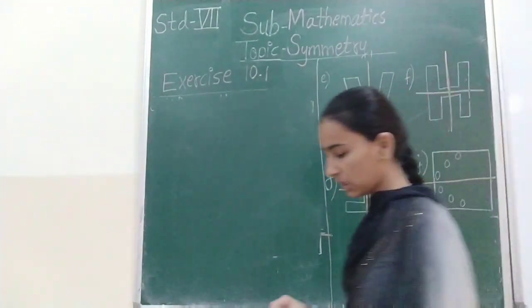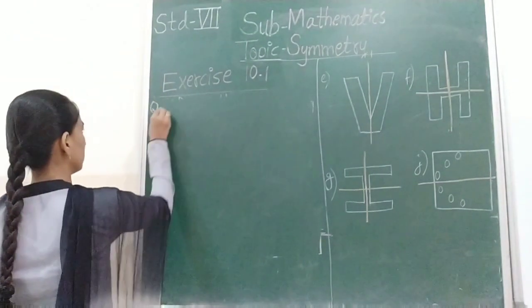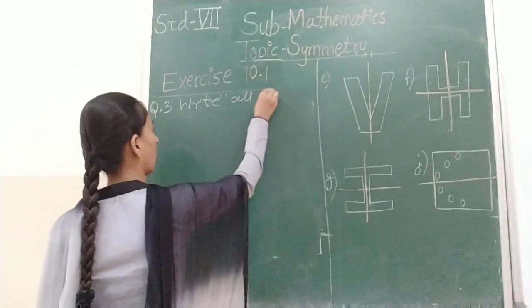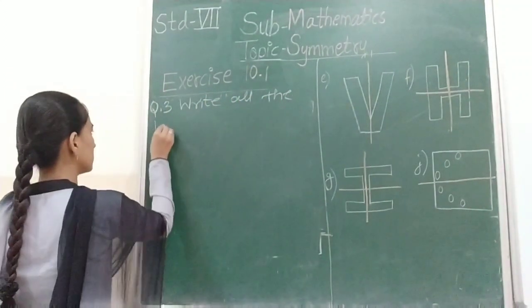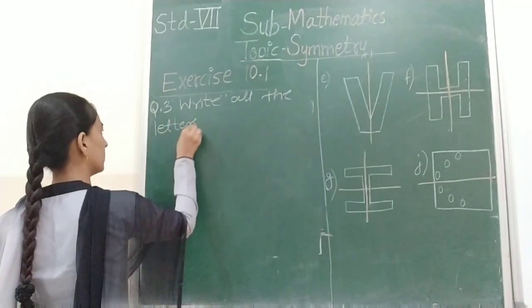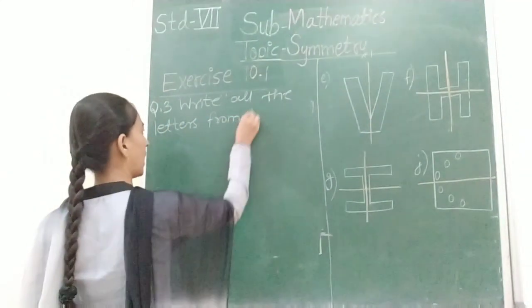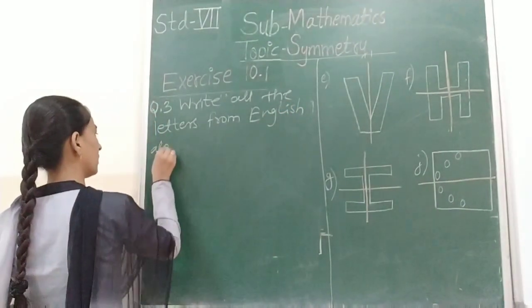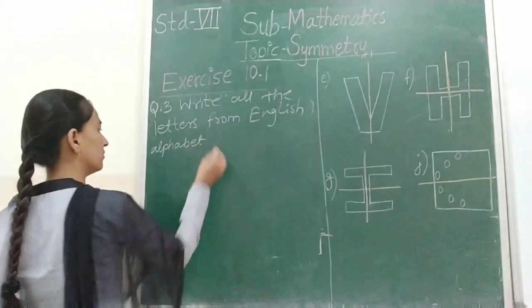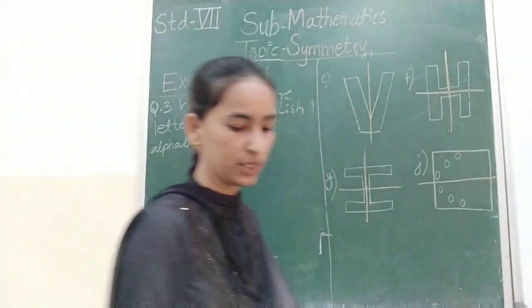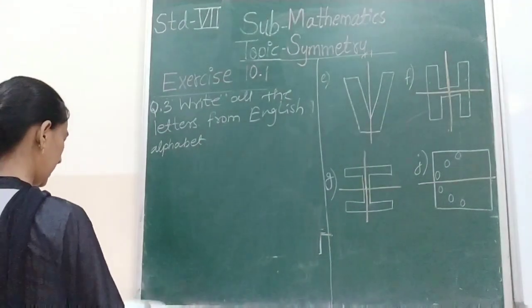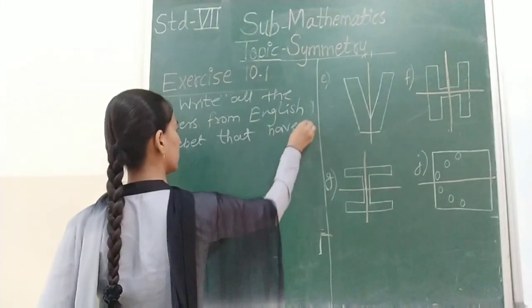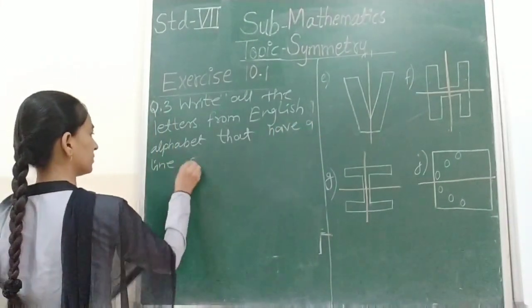Write all the letters of the English alphabet that have a line of symmetry.